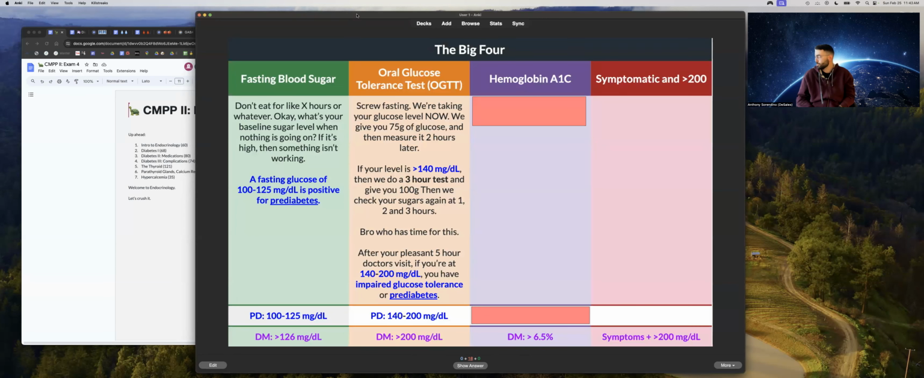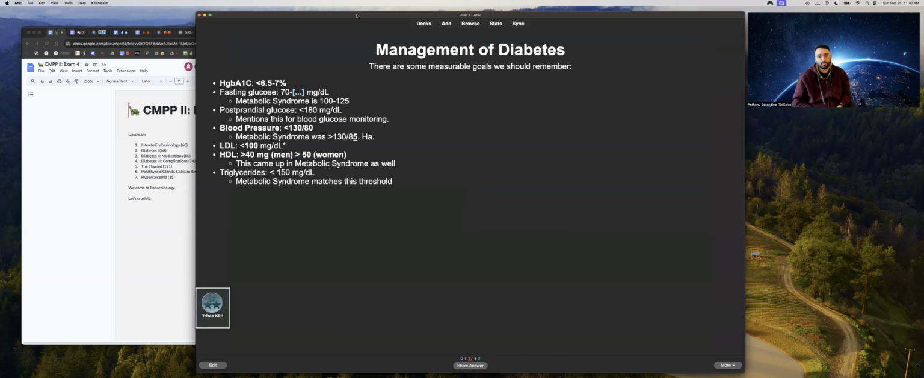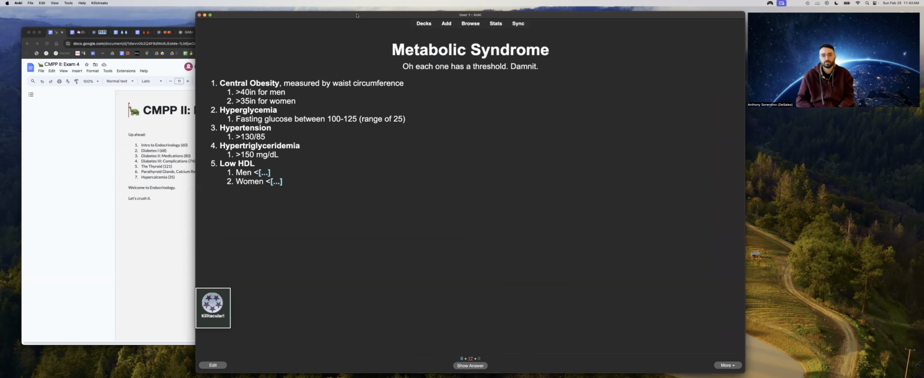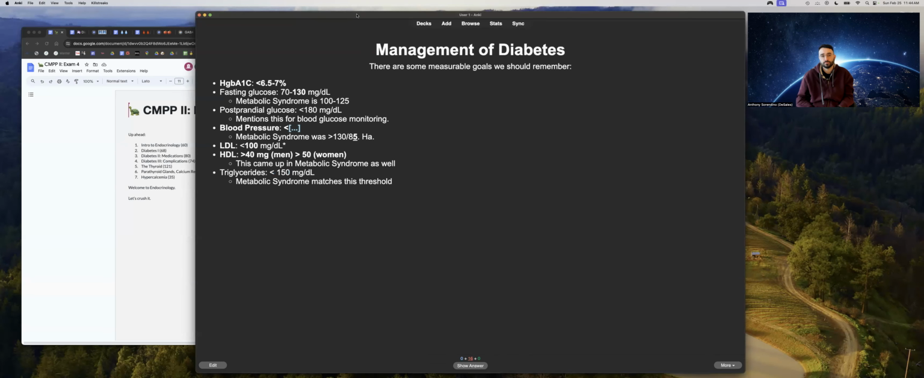Hemoglobin A1C, what is pre-diabetic? 5.7 to 6.4. All right, we're 17 away. Fasting glucose, this is fasting, 70 to 130. Ketones. Low HDL, we want men. No, this is low HDL. This is for metabolic syndrome. I think this is 40, 50. Yeah, that's because we wanted higher than that. So 40, 50, men, women is what you want to remember.